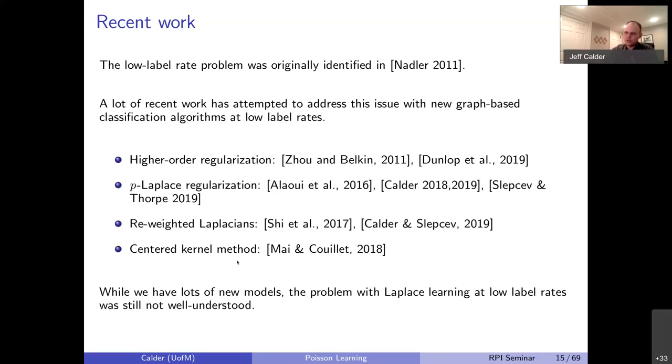There are lots of new ideas and new models for handling the low label rate regime, but up until the work I'm going to tell you about later in the talk, we didn't really know what was so bad about Laplace learning, what went so wrong at these low label rates. And so once you analyze this more closely, we'll see that there are much simpler ways to fix the algorithm.